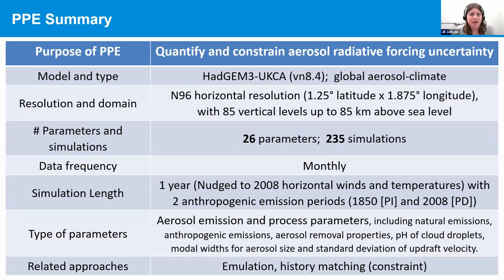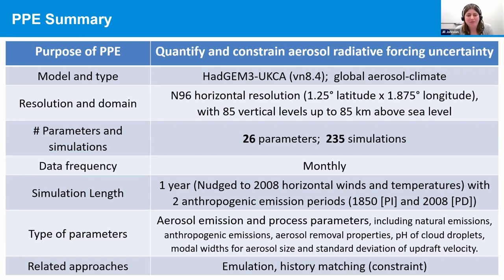And so here's the PPE that we used in this study. This is, I guess, a precursor to the PPE that Leighton has shown us earlier in the workshop. This is a PPE of the HadGEM-UKCA global aerosol climate model, the Met Office model, where we have 26 parameters that we're perturbing, and we generate 235 simulations over the 26-dimensional parameter space. The output is monthly mean, and we have full year simulations for two anthropogenic emission periods: 1850 emissions for the pre-industrial and 2008 for the present day simulations. It's nudged to horizontal winds and temperatures as well.